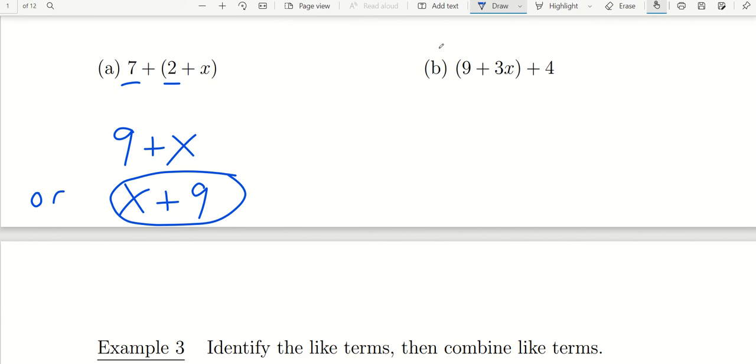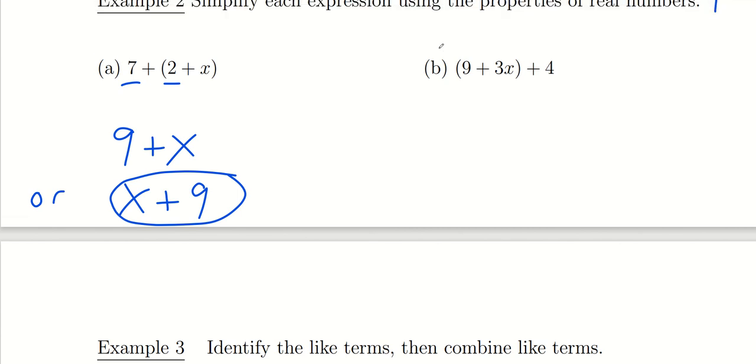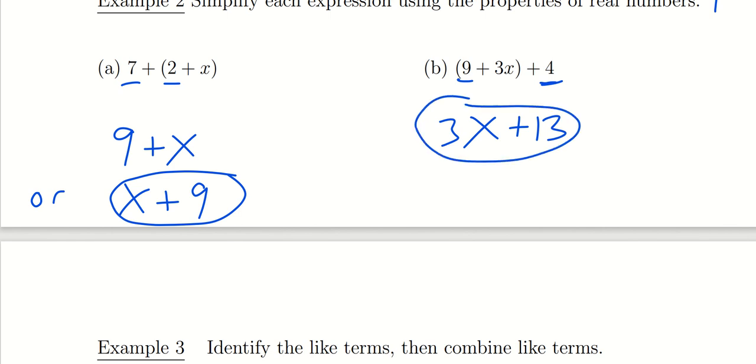Here in example B, we have 9 plus 3x plus 4. This is a variable expression that contains 3 terms, but of those 3, the 9 and the 4 are like terms. So we should be able to combine them. A positive 9 plus a positive 4 should give us a positive 13. So this would simplify to 3x plus 13.